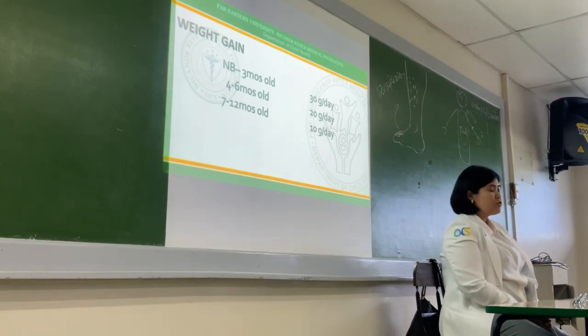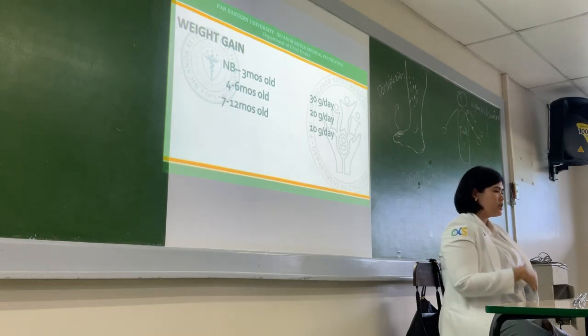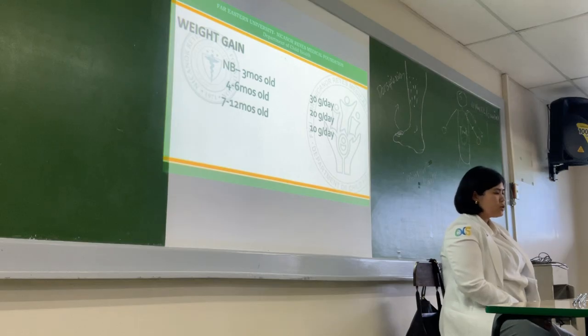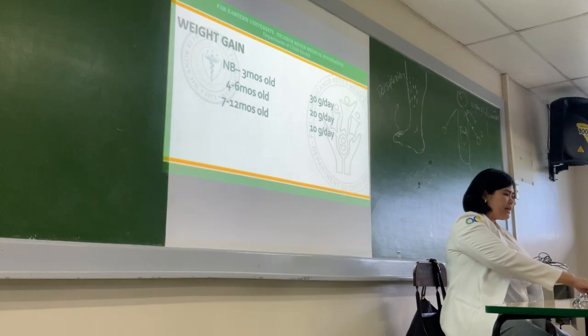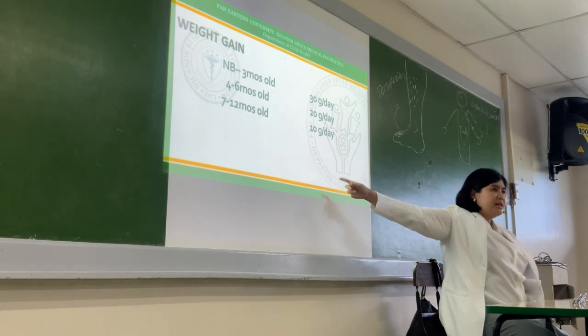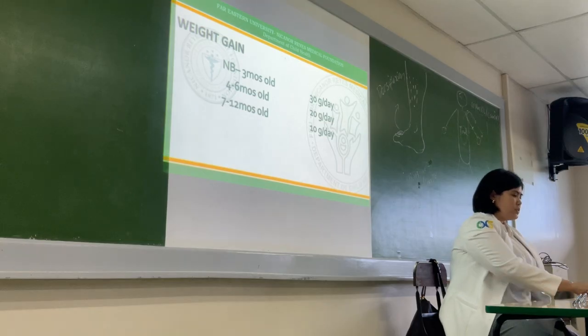So, as nutrition improves, they're able to breastfeed well or take in more milk. They should be gaining weight after the first week of life. So, they regain or exceed their birth weight by the second week of age and should grow at approximately 30 grams or 1 ounce per day during the first 3 months of life. And again, this is the expected weight gain in newborns depending on their age.